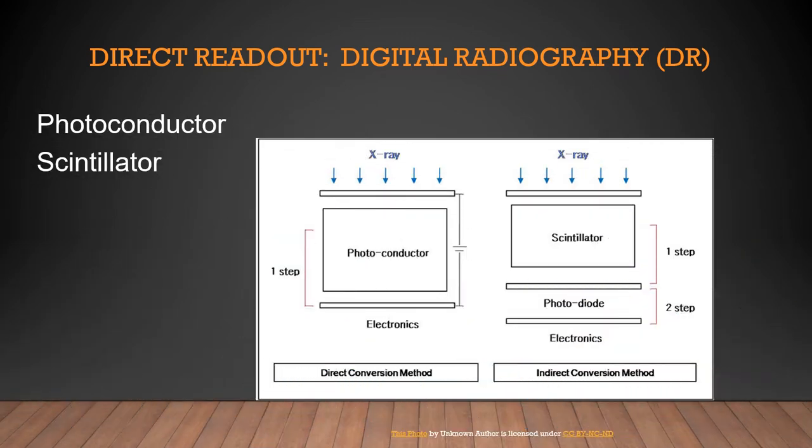So photoconductors are materials that absorb X-rays, resulting in electrical charge. Scintillators are materials that produce light photons when absorbing X-rays.